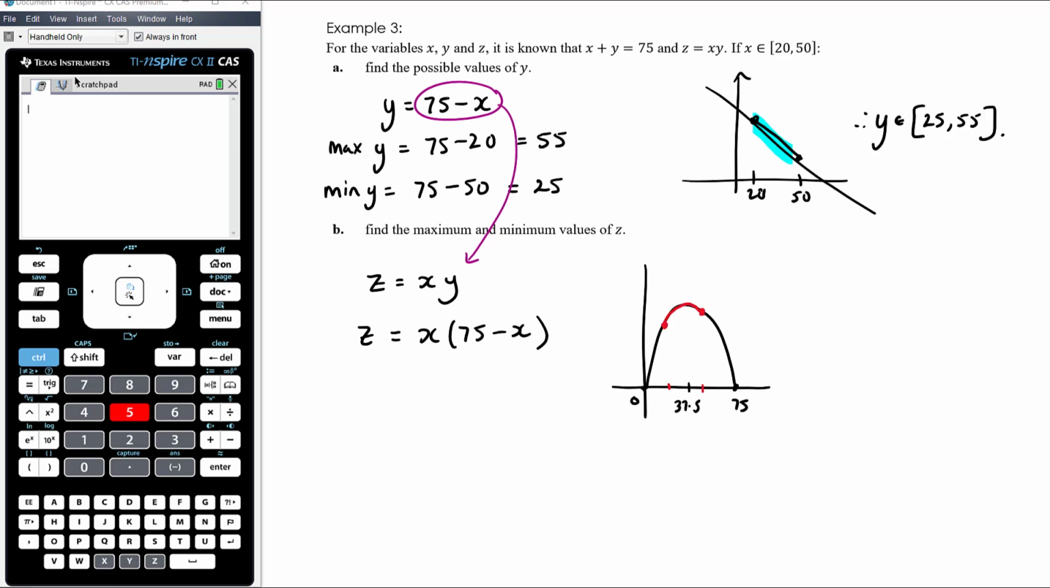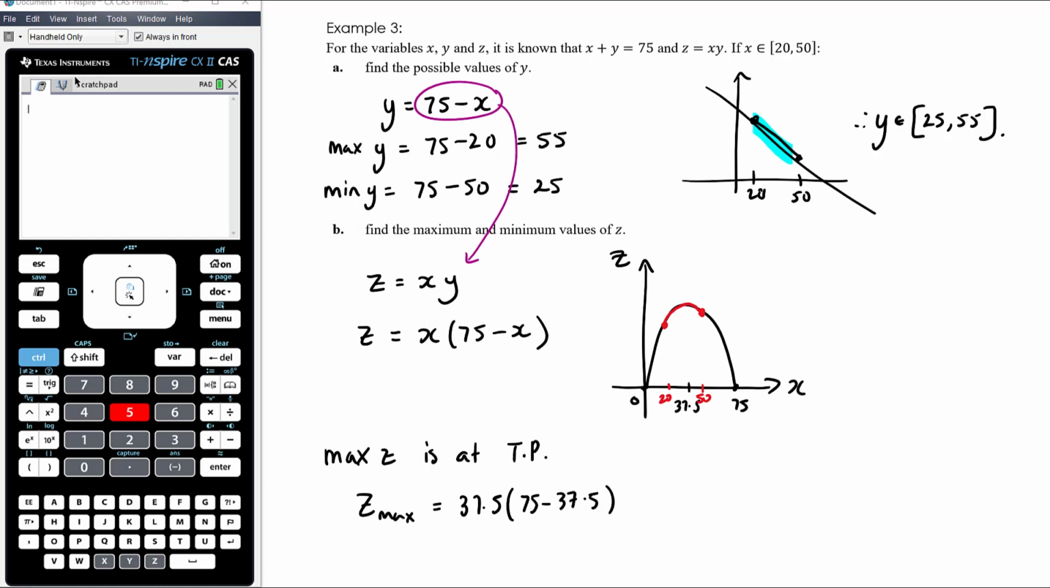So again, if you think a bit about the graph, it can be clear which of the endpoints is actually lower than the other one. I know that 50 is closer than 20 is to the turning point, and so therefore 50 will be higher up, whereas 20 will be lower down. So in terms of thinking about the maximum and minimum values of z, remembering this axis is z and this is x, we know that max z is at the turning point, so z max is our function at 37.5, so it is 37.5 times 75 minus 37.5.